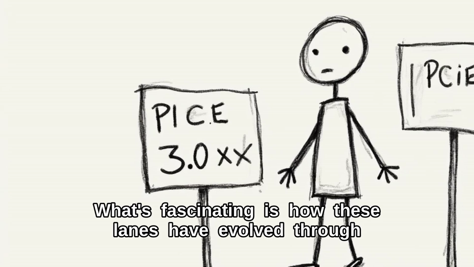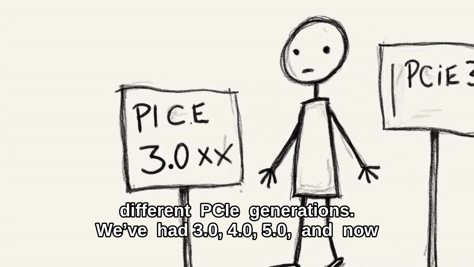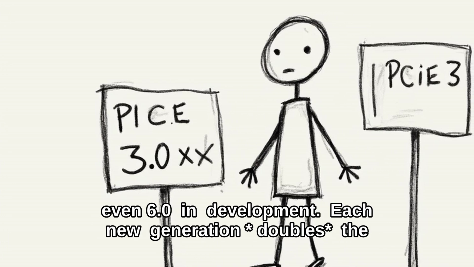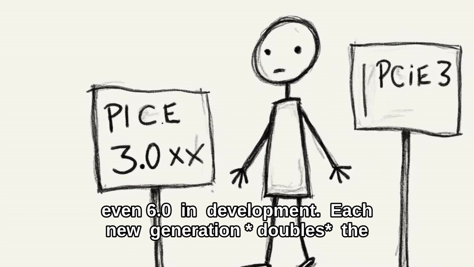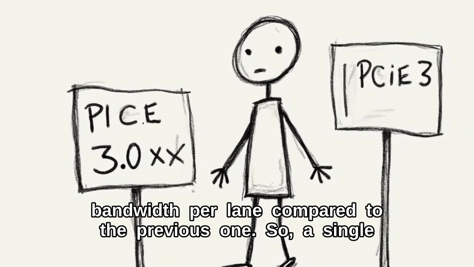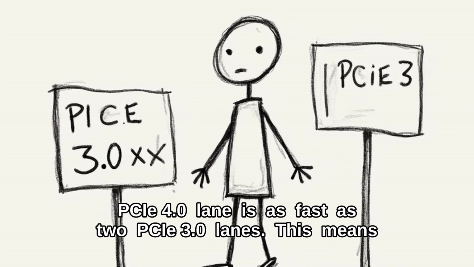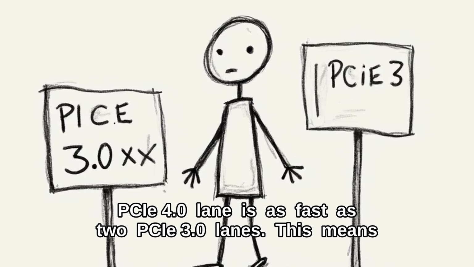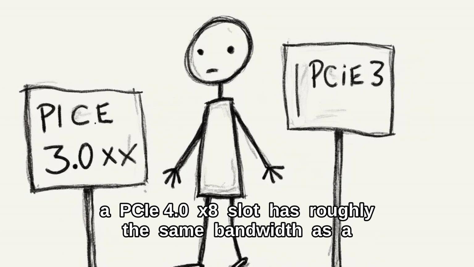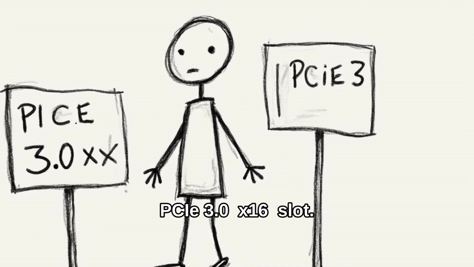What is fascinating is how these lanes have evolved through different PCIe generations. We have had 3.0, 4.0, and now even 6.0 in development. Each new generation doubles the bandwidth per lane compared to the previous one. So, a single PCIe 4.0 lane is as fast as two PCIe 3.0 lanes. This means a PCIe 4.0 X8 slot has roughly the same bandwidth as a PCIe 3.0 X16 slot.